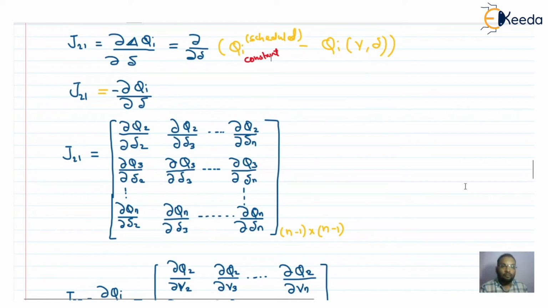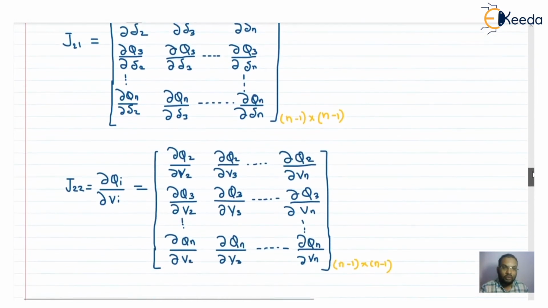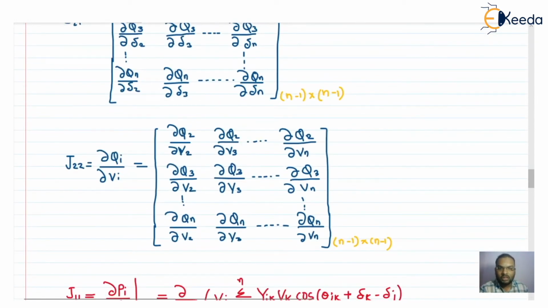Same, we can do for J22. Just we have to take the partial differentiation of the reactive power with respect to the voltage. It is quite simple, but it is a bit lengthy because you have to write each time n minus 1 by n minus 1. That was the disadvantage of the Newton-Raphson method, because we are getting such big matrices. Suppose it is a 1,000 bus system, you can imagine a 999 by 999 matrix. So you can imagine the memory requirement.